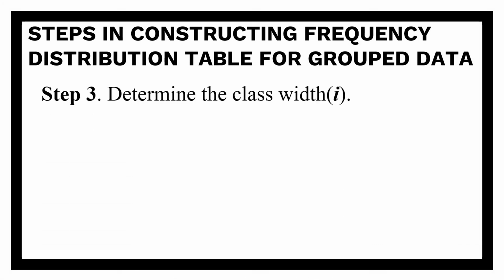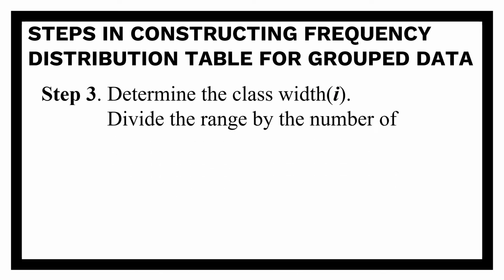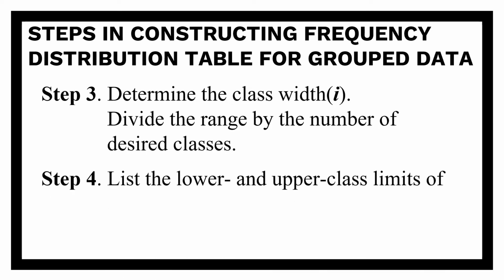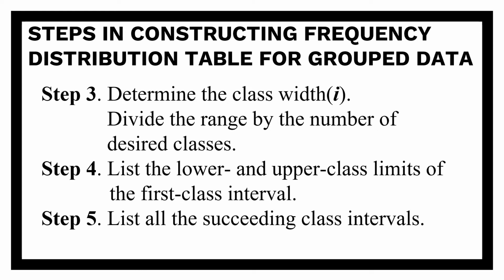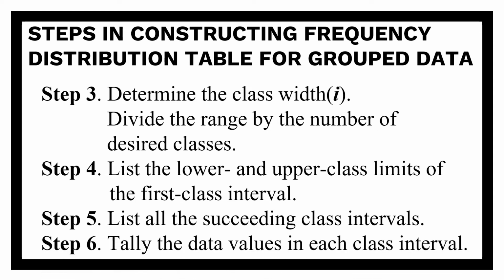The third step is to determine the class width, which is represented by small letter i. So how do we do this? First, we have to divide the range by the number of desired classes. In step 4, list the lower and upper class limits of the first class interval. Step 5, list all the succeeding class intervals. And lastly, tally the data values in each class interval.